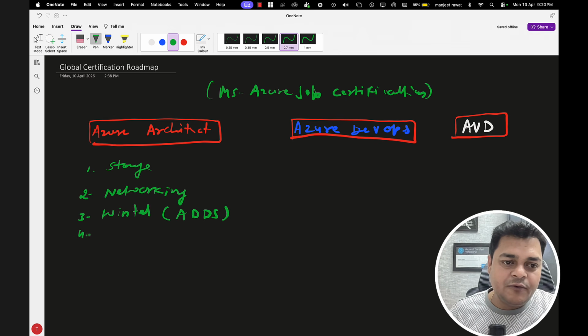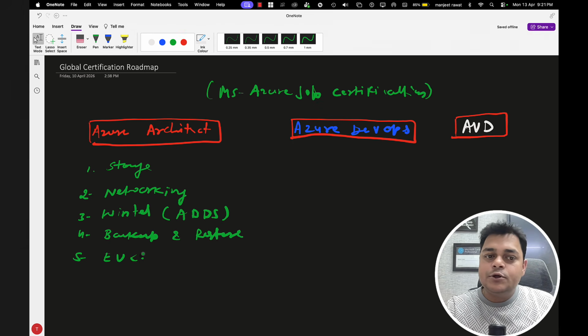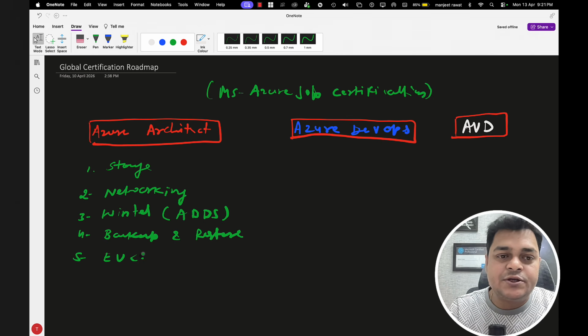And the fourth one is backup and restore. You have a good idea about how to take backup of resources using a third-party tool or using a built-in tool. And fifth is responsibility, meaning if you are taking care of all issues related to the end user. I'm talking about desktop support or end user computing. These are all the prerequisites that will help you become an Azure architect or Azure administrator.